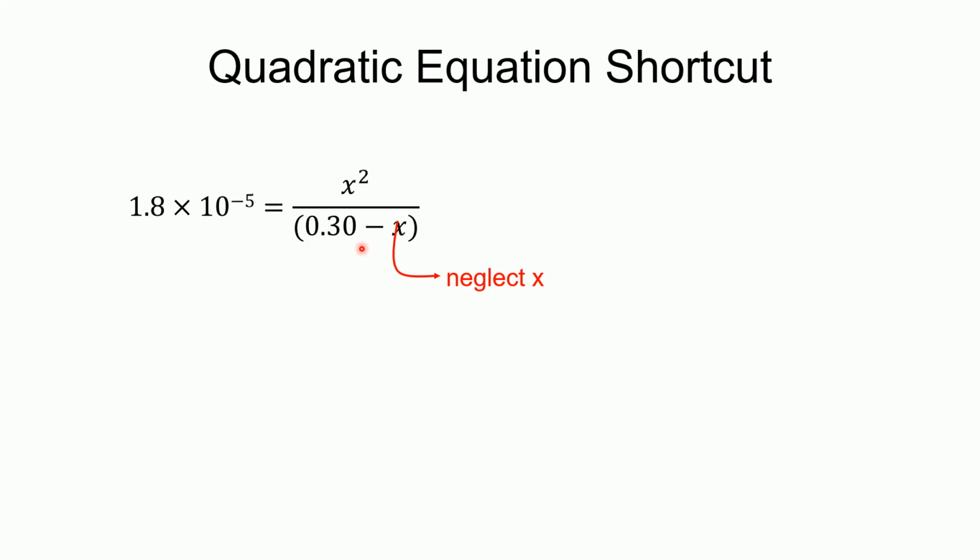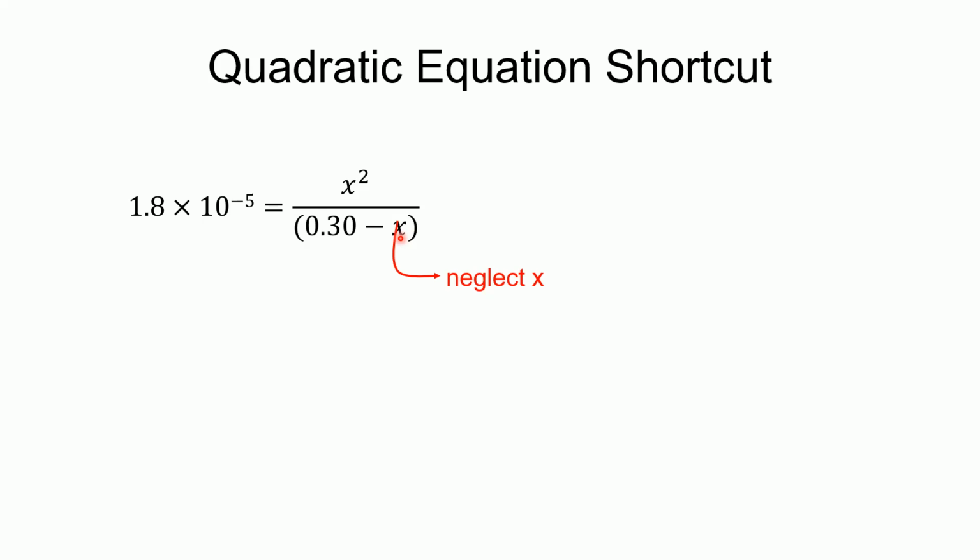Now, when is it okay to neglect X? Well, if X is less than 5% of the thing that we're subtracting it from, then it's okay to neglect X. You can never neglect the X's that are by themselves. So if you neglect this X, then what are you even solving for? You can't do that. You can neglect it if you're adding it to a number that's much bigger than the X, or if you're subtracting it from a number that is much bigger than the X.